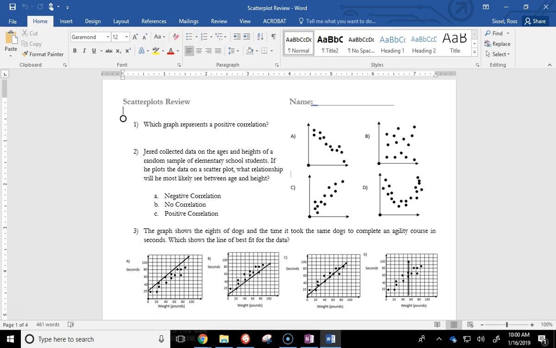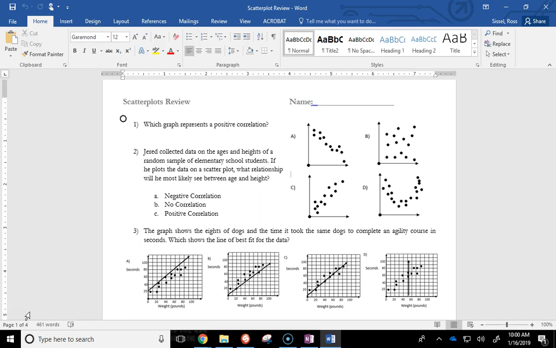Scatterplot review. So we're going to go through this together, see if we have any questions, and I'm going to let you know exactly what your quiz or test will look like tomorrow. And the big thing is having your notebook with you. Okay? There's a reason I told you the whole time to make sure you have everything glued in there.